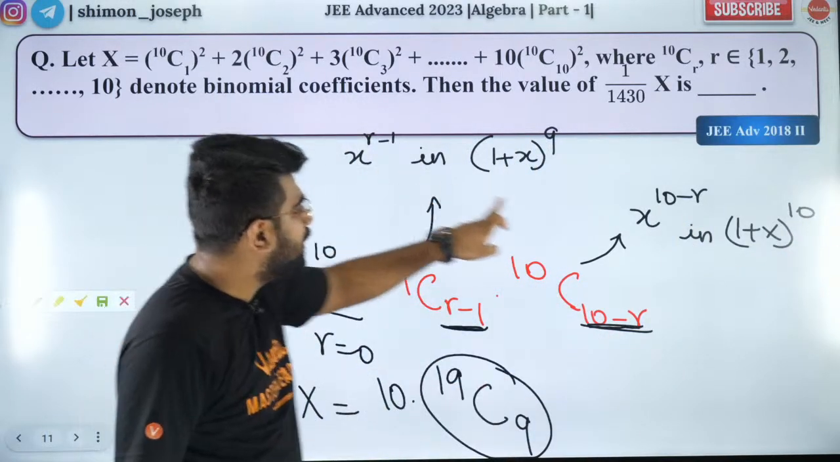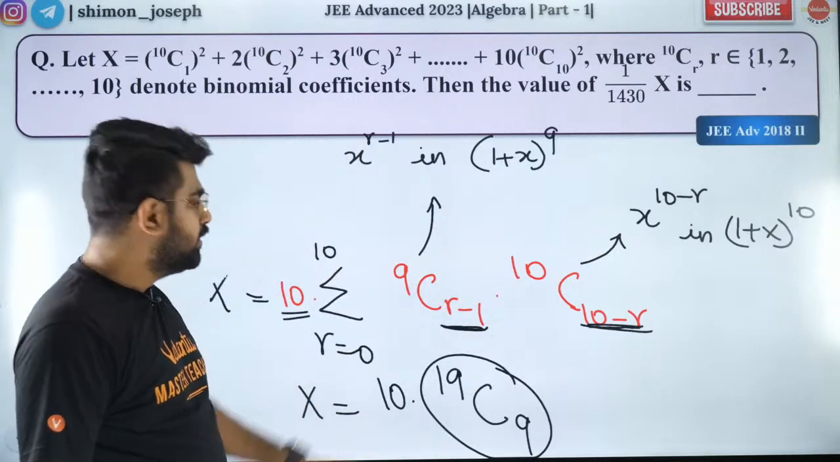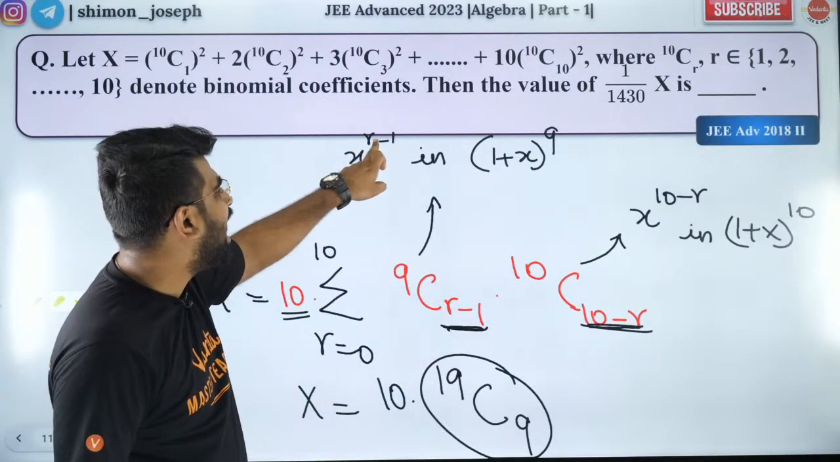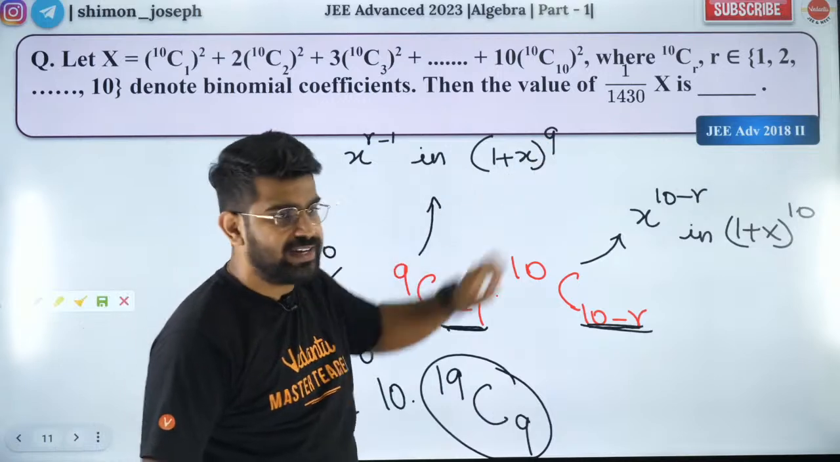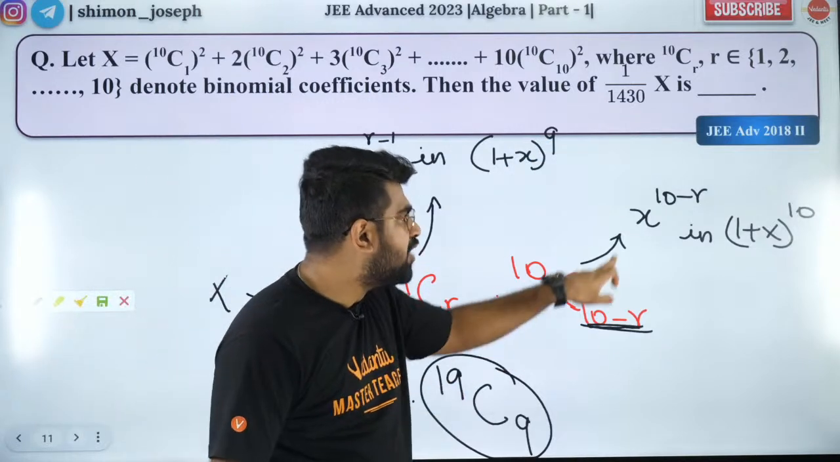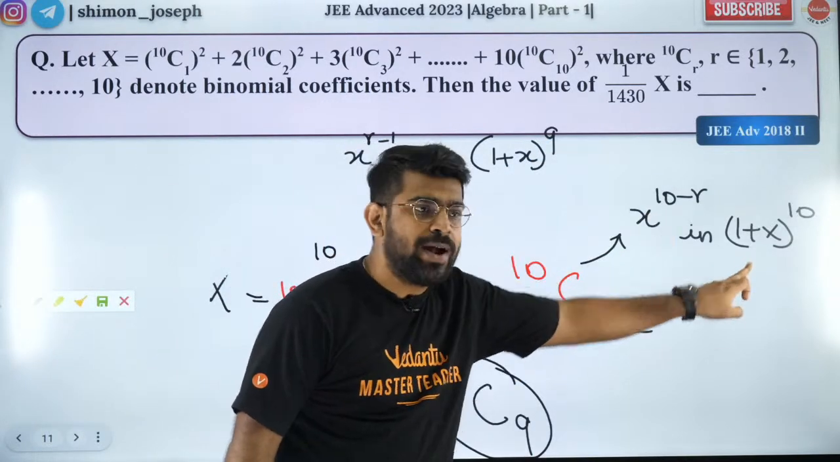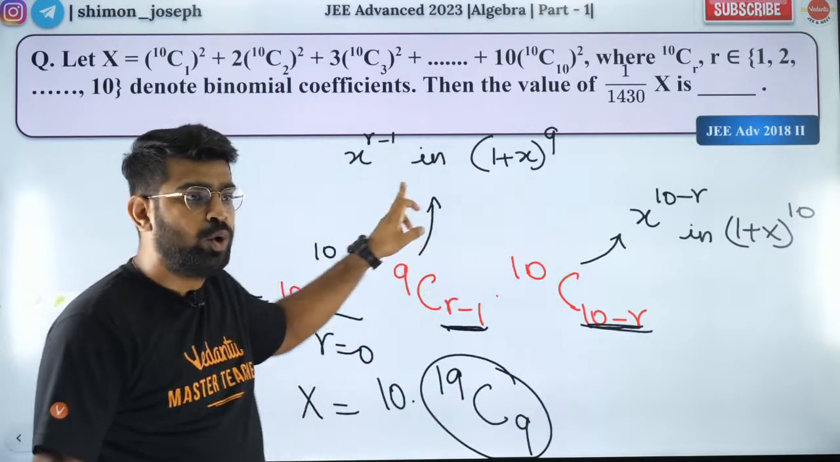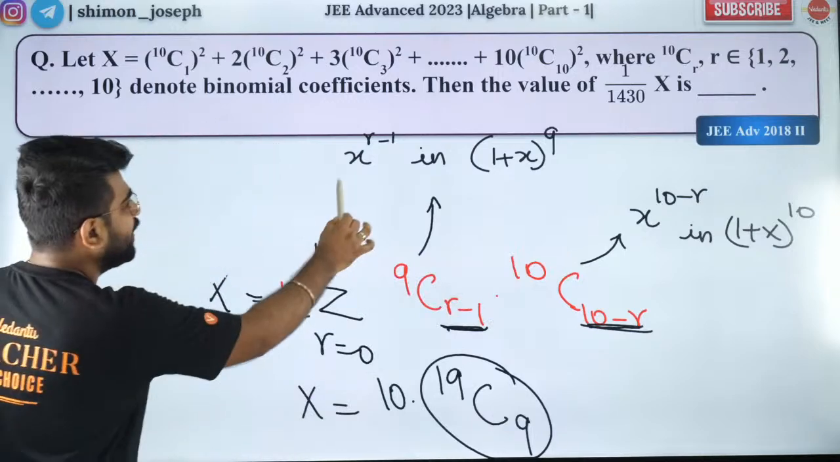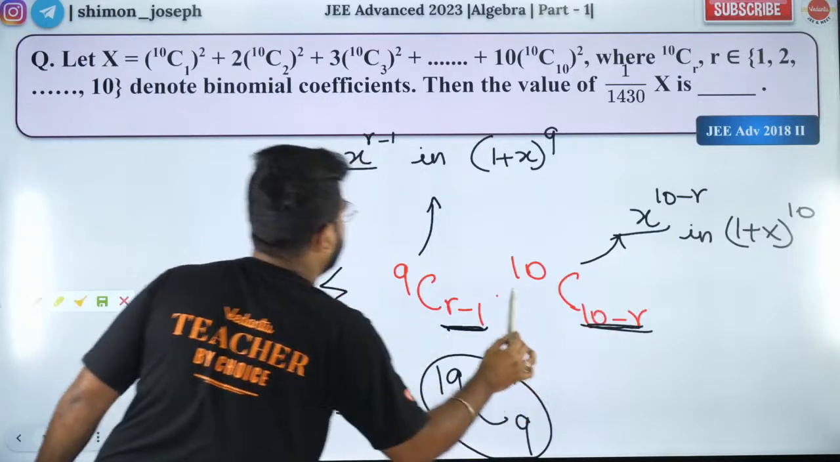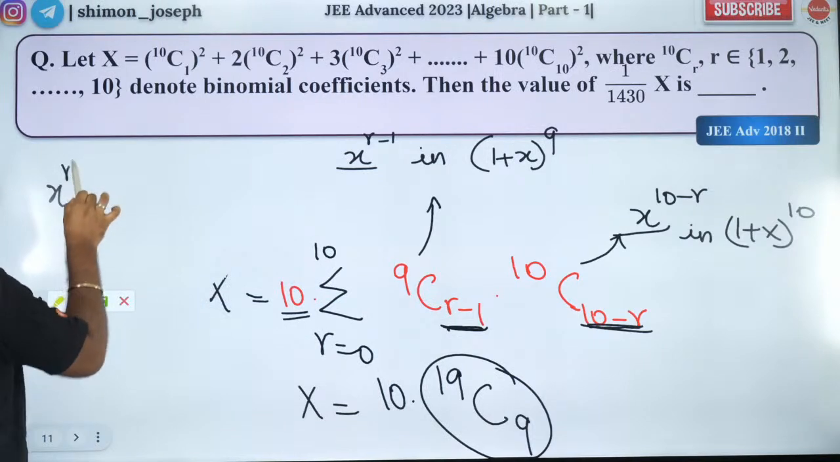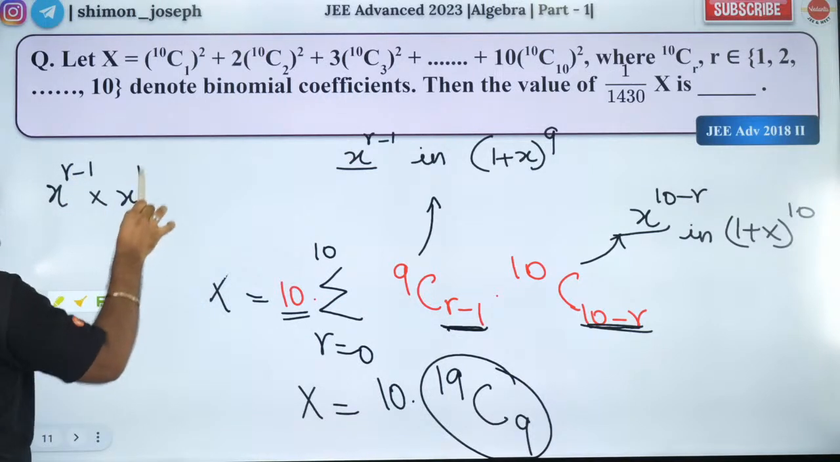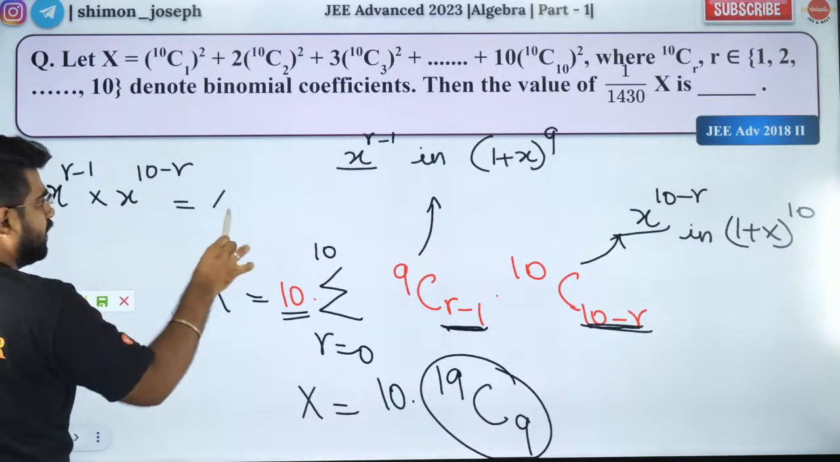Now we are multiplying both. Correct? This is the coefficient of x to the power r minus 1 in (1 plus x) to the power 9. This is the coefficient of x to the power 10 minus r in (1 plus x) to the power 10. Correct? Now I am multiplying both. If I multiply both, what is x to the power r minus 1 and x to the power 10 minus r? x to the power r minus 1 into x to the power 10 minus r is x to the power 9.